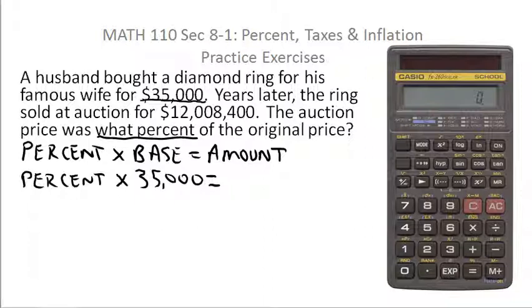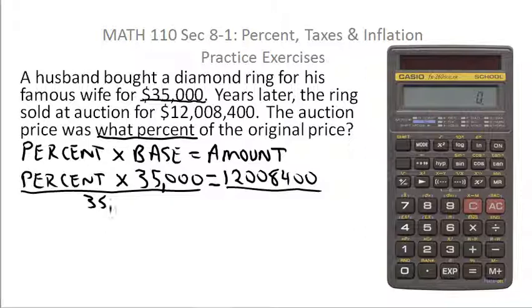And it ended up being $12,008,400. So it's a little more subtle, but once you get the idea that the base is what you start out with, it's pretty easy to see that the base is 35,000. So that means that the percent is going to be what you get when you divide both sides by 35,000.